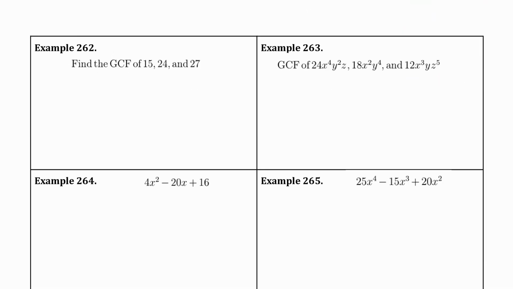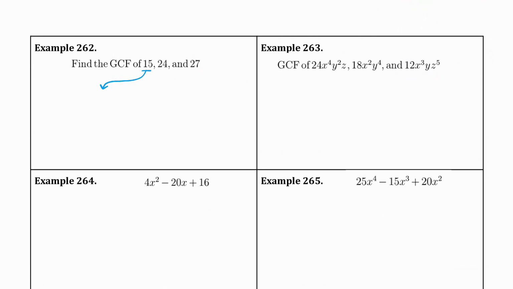Okay, so here we have 3 numbers, and it says find the greatest common factor of 15, 24, and 27. We're not going to do this for every single greatest common factor, but I am going to make a list of the factors for these numbers so that you can kind of see what we mean by the greatest common factor.